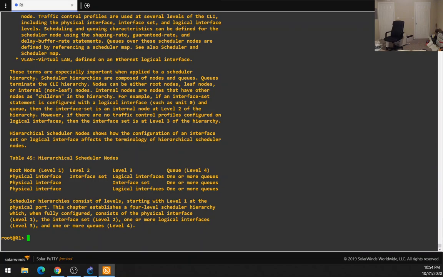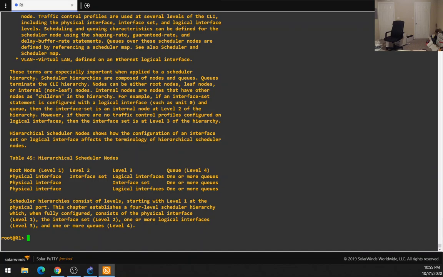For example, if an interface set statement is configured with a logical interface, such as unit 0 and statement and queue, then the interface set is an internal node at level 2 of the hierarchy. However, if there are no traffic control profiles configured on logical interfaces, then the interface is set at level 3 of the hierarchy.